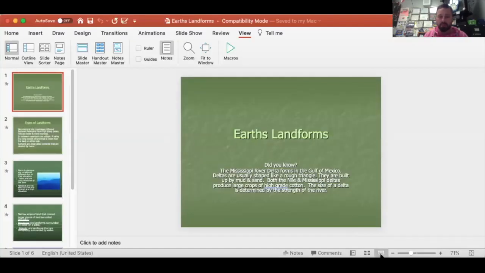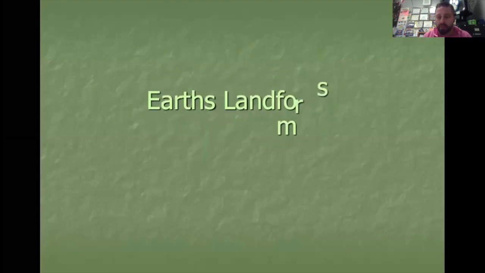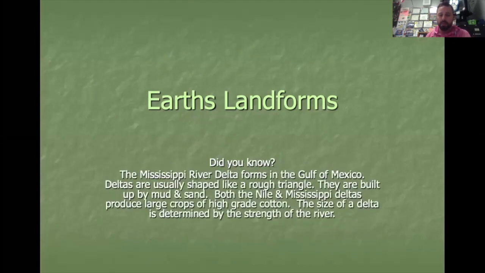Earth's landforms. One of the things I wanted to do is, you know me, I like to give you a little bit of trivia. And the reason I like to do that is because, well, you never know, trivia night, win those free nachos, I'm telling you right now. So I wanted you to know, the Mississippi River Delta forms out there in the Gulf of Mexico. You guys all probably knew that, but it is shaped roughly like a triangle. It's massively built up by mud and sand.